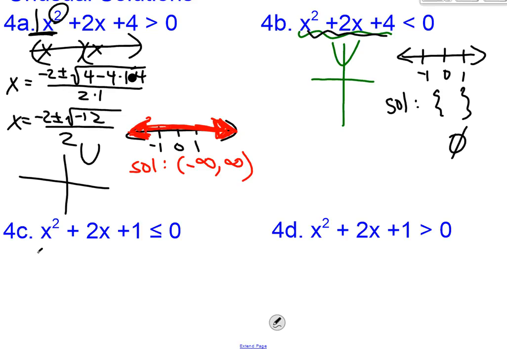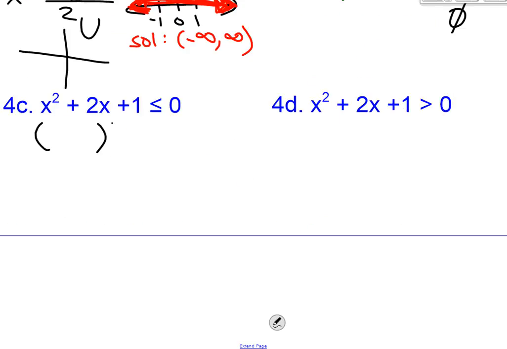And so now let's look at 4C, and maybe I'll just slide that up a little bit. Does this one factor? x squared is x and x. What multiplies to be 1 and adds to be 2? 1 and 1. So x plus 1 in parentheses squared. Either way, x is equal to -1 with multiplicity 2. So what does that mean about our parabola? It's just touching down on there.